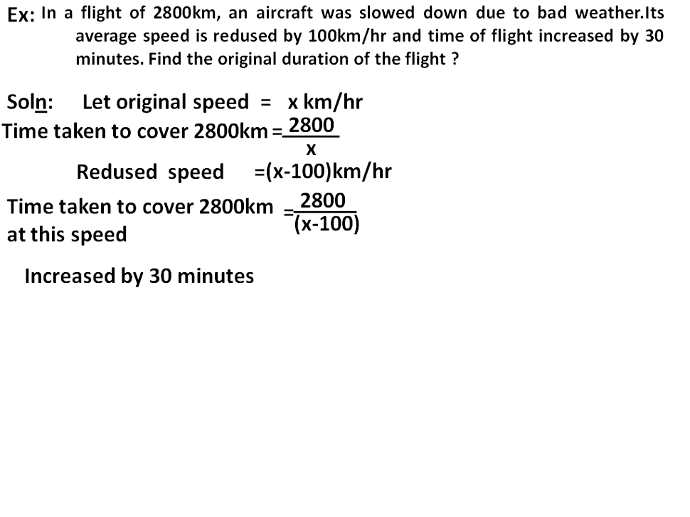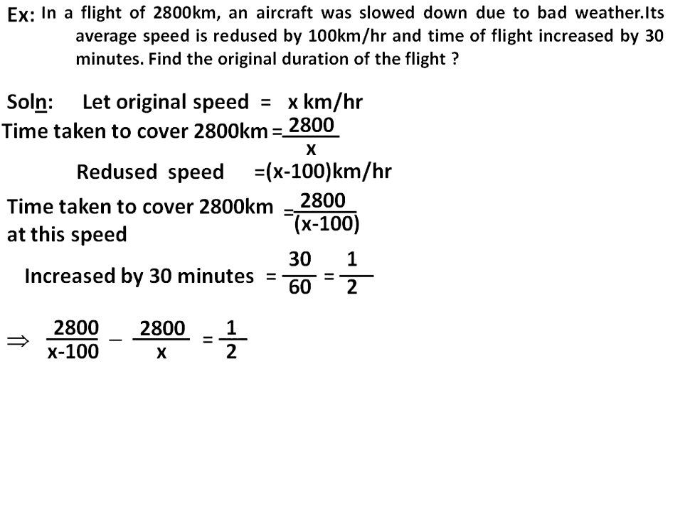increased by 30 minutes. So that is given increased by 30 minutes, that is equal to 30 divided by 60. I have to convert that minutes into hour. 30 divided by 60 is nothing but half hour. 30 minutes means half hour. So it implies 2800 divided by x minus 100 minus 2800 divided by x is equal to 1 by 2.